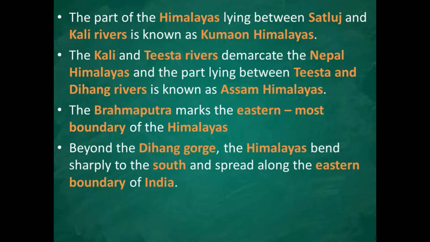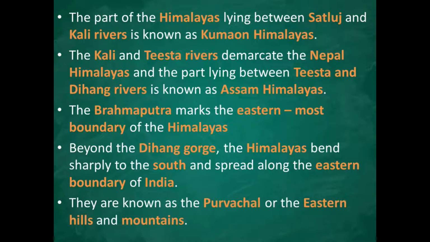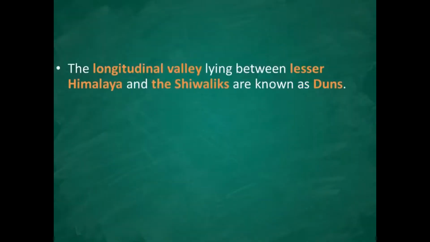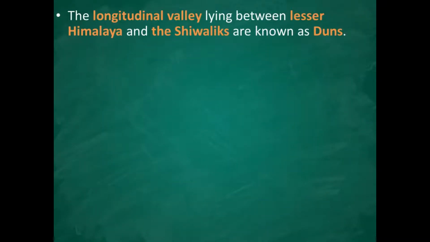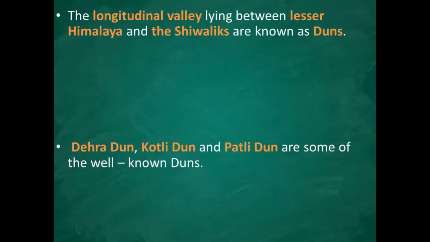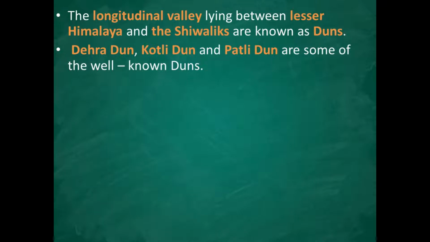Beyond the Dihang Gorge, the Himalayas bend sharply to the south and spread along the eastern boundary of India. They are known as Purvachal or Eastern Hills and Mountains. The longitudinal valley lying between Lesser Himalaya and the Shivaliks are known as Duns. Dehradun, Kotlidun, and Patlidun are some of the well-known duns.